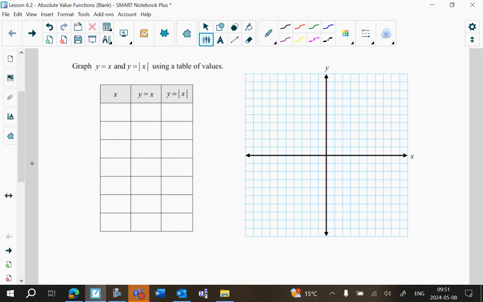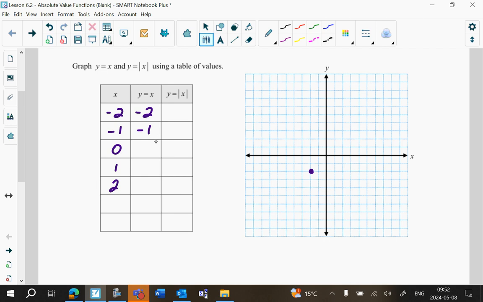And what's the best way to start this? Let's do a table of values. So let's pick some negative values. 0 is always a good value to pick, as well as some positive values. We don't need to fill in the whole thing. So if I'm graphing y equals x, and if x is negative 2, what's y? Negative 2. It's the same. So that means negative 2, negative 2 is a point. If x is negative 1, y is also negative 1, because y and x are the same.